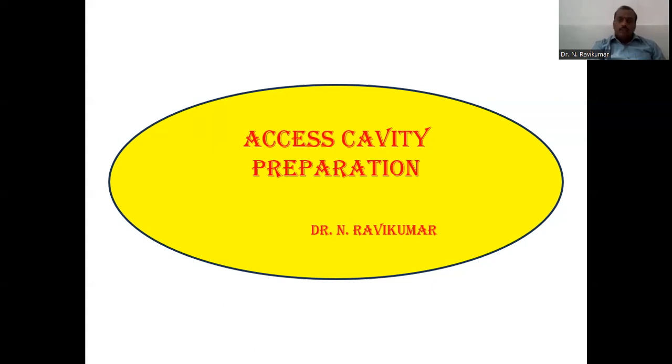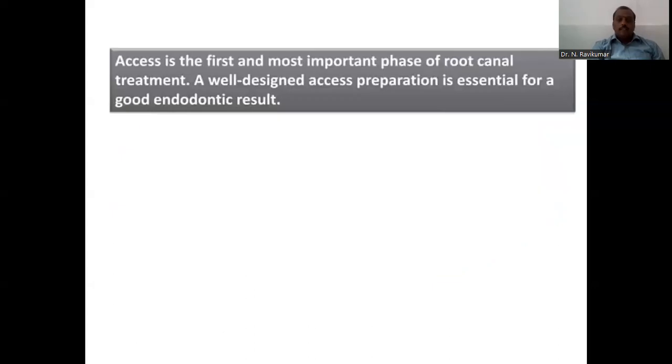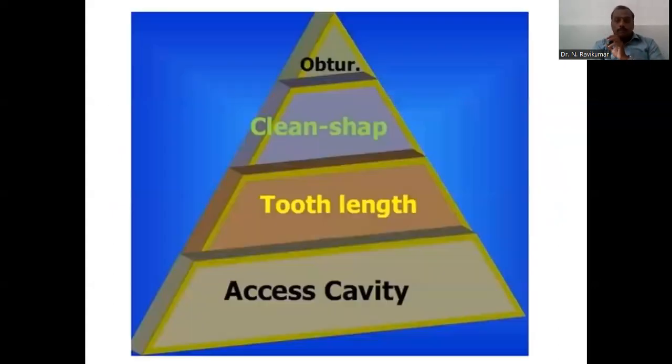Before going further, we have to go for the definition of access cavity. What is access cavity preparation? Access cavity preparation is nothing but a coronal extension of the pulp chamber, from the roof of the pulp towards the occlusal aspect. Imagine it as a molar.